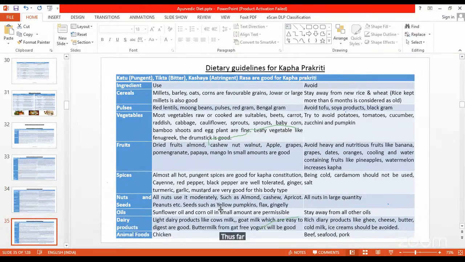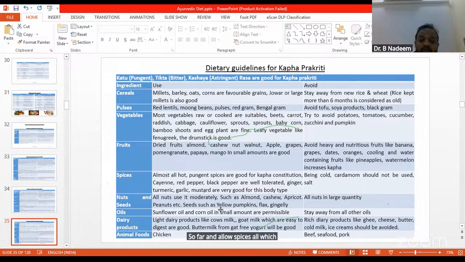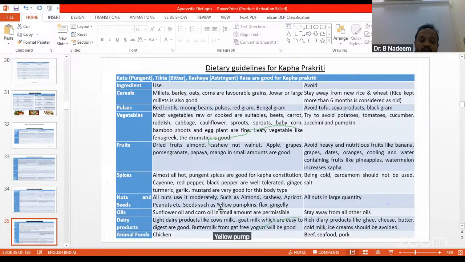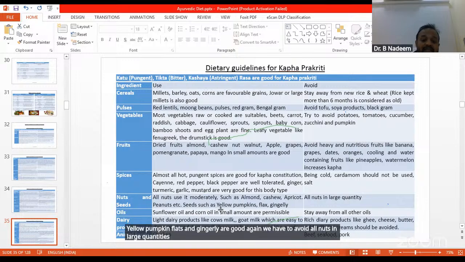Now, spices, all which are hot, pungent spices are good for kapha constitution. Cayenne, red pepper, black pepper are well tolerated. Ginger, turmeric, garlic, mustard are very good for this body type. Being cold, cardamom should not be used, or salt. Nuts and seeds, all nuts use it moderately, such as almond, cashew, apricot, peanuts, such as yellow pumpkin, flax and gingerly are good. Again, all nuts in large quantity should be avoided. Oil, sunflower and corn oil in small quantities permissible. Stay away from all the other oils.